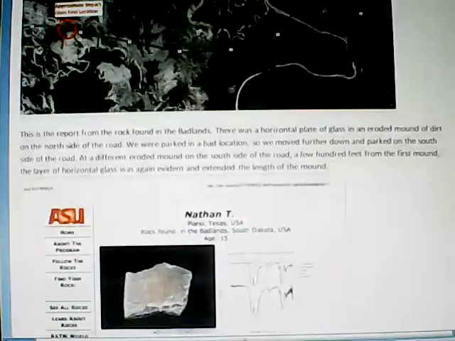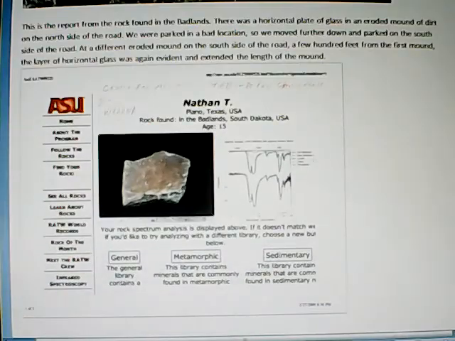And this is a report of the rock found in the Badlands. There was a horizontal plate of glass in an eroded mound of dirt. In other words, there was a big mound of dirt sticking up and everything else around it was eroded away. It was on the north side of the road. We were parked in a bad location, so after we picked up the rock and looked at it a little bit, we moved further down the road and parked on the south side at a different eroded mound.